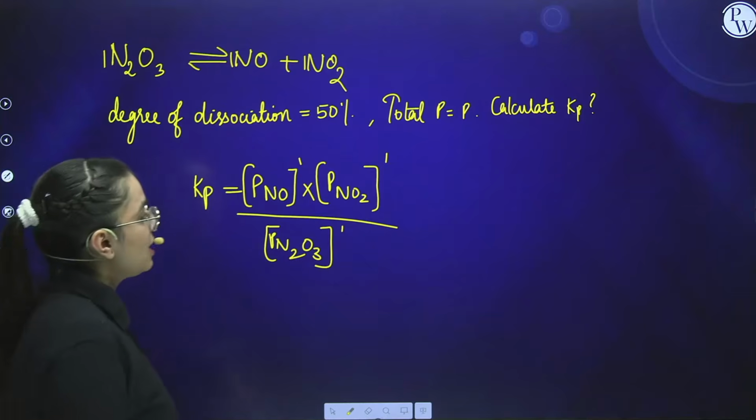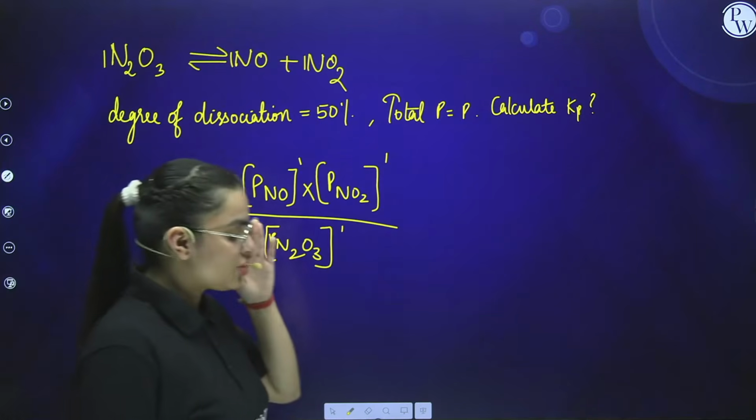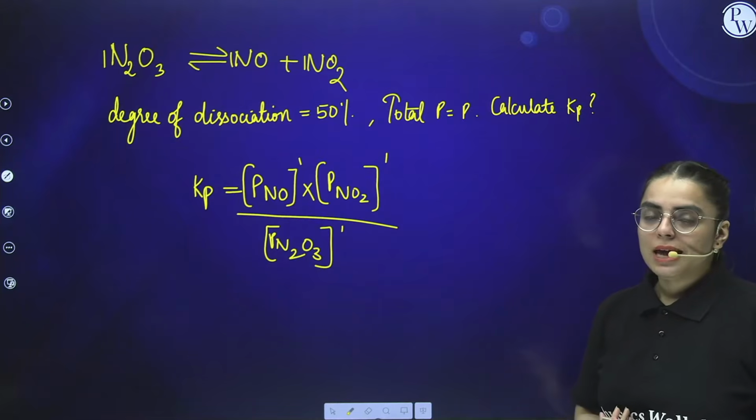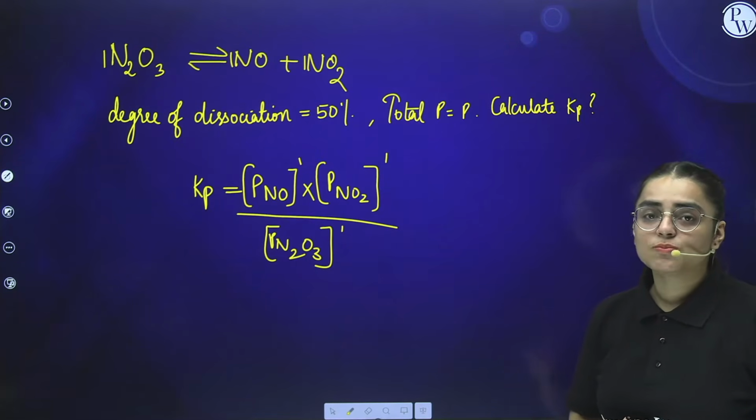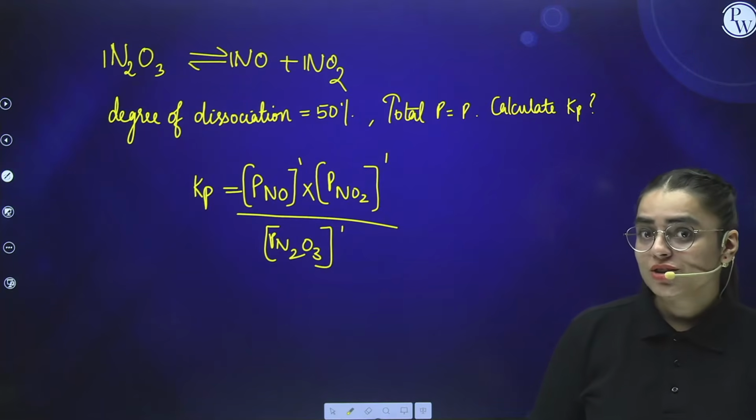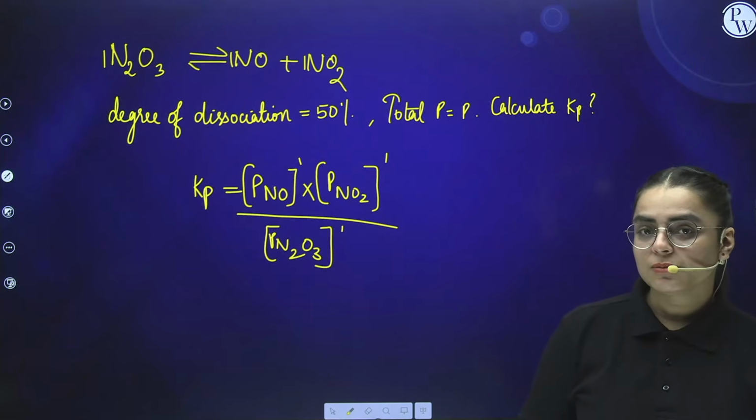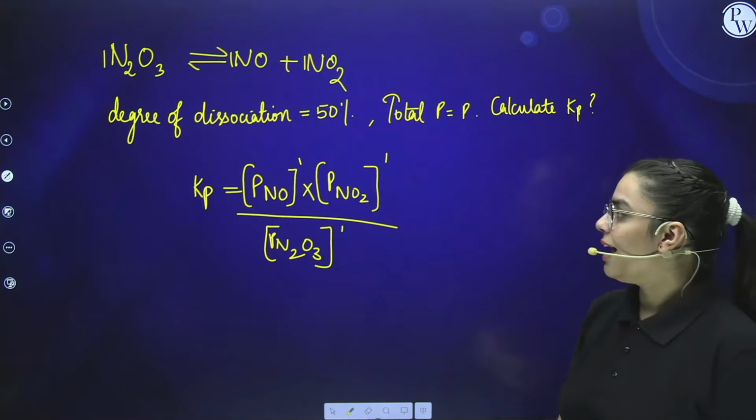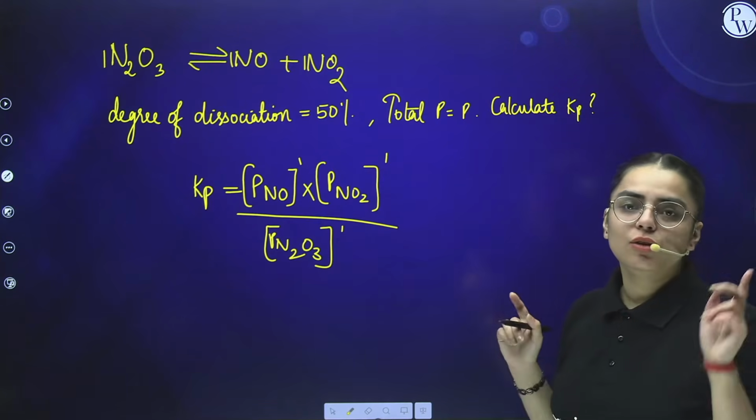Now students, what are the formulas for the partial pressures? If we remember, the partial pressure formula was moles into total pressure. Moles of P divided by total number of moles into the total pressure, if you remember, right? Now what we have to do is, first of all, calculate the value of alpha.